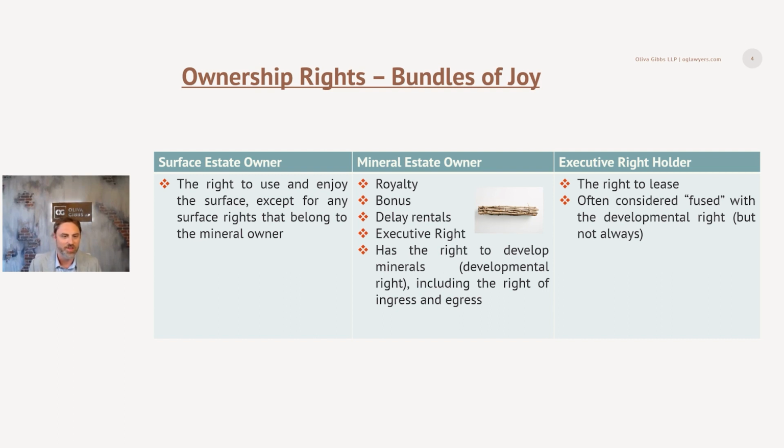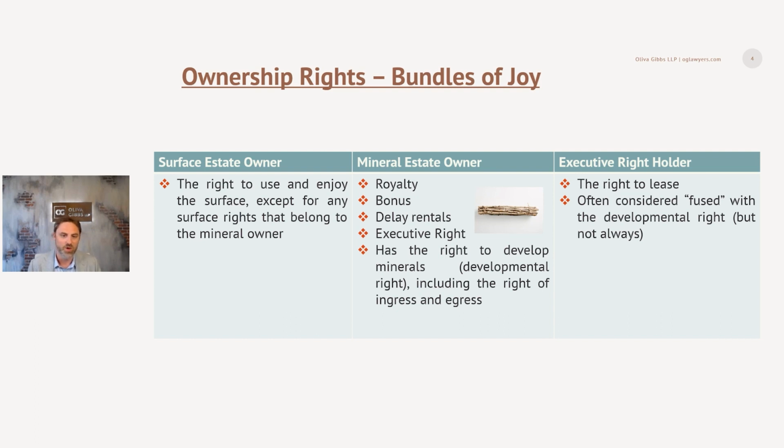We all love hearing about the bundle of sticks, and I will briefly talk about it and why it matters here. First of all, the surface estate owner is generally going to have the right to use and enjoy the surface, except for, of course, any surface rights that belong to the mineral owner. The mineral owner is going to have what's basically an implied easement to enter and use the surface, or as much of the surface as is reasonably necessary to develop the mineral estate.